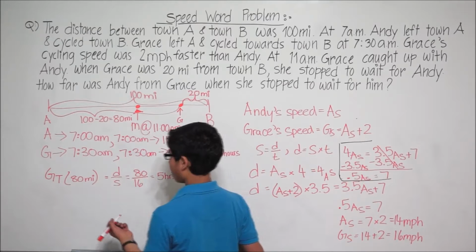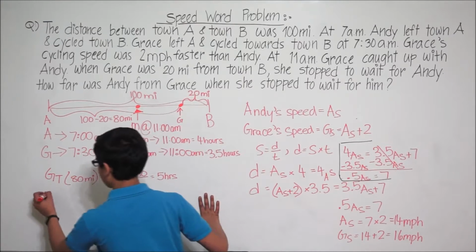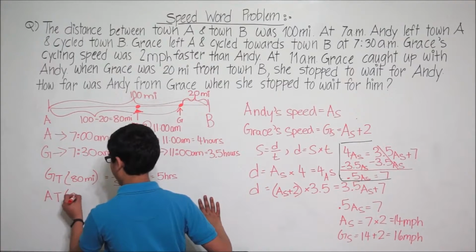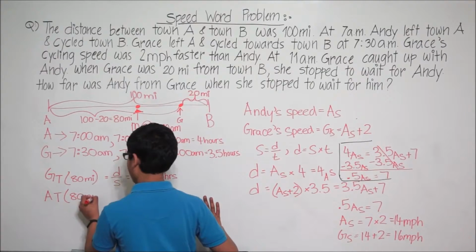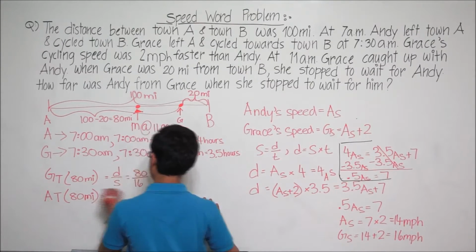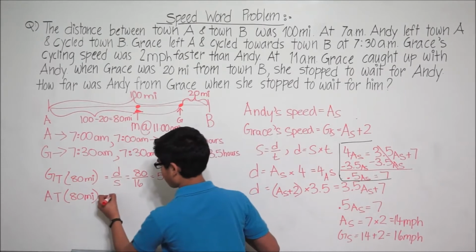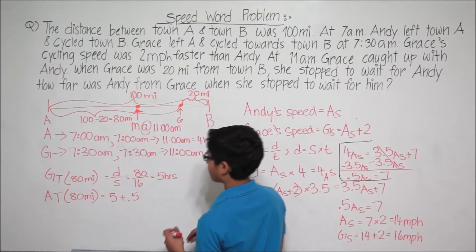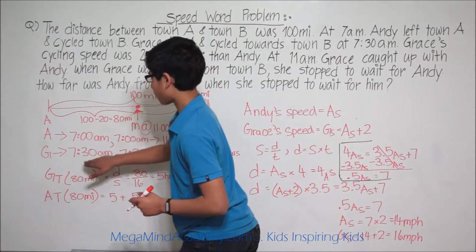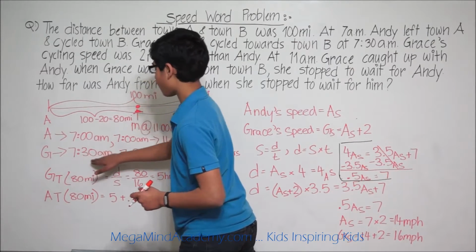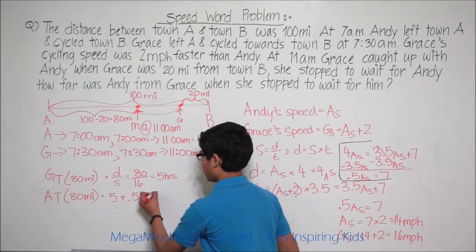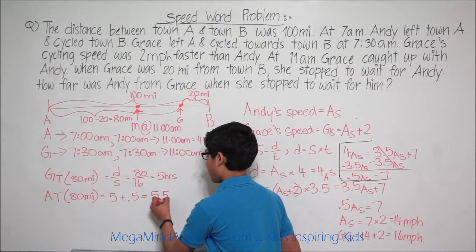Now we know that, let's find out Andy's time to travel 80 miles. Andy's time to travel 80 miles is equal to 5 hours plus 0.5 hours because he started 30 minutes before 7:30 a.m., which is 7 a.m. So 5 hours plus 0.5 hours is equal to 5.5 hours.